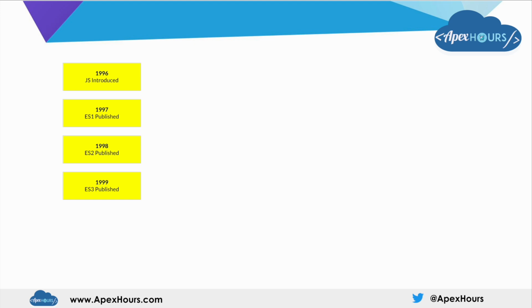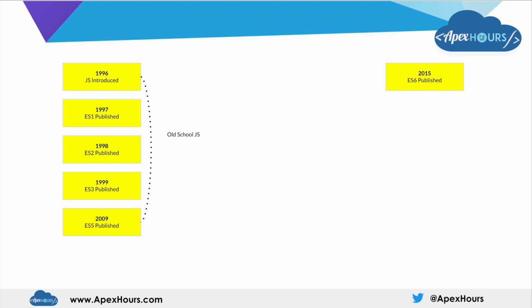In 1999, ES3 was published, and then after 10 years, in 2009, ES5 was published. If you notice here, ES4 is missing, right? ES4 was planned to be published, but for some reason it never got published. Whatever you see here from 1996 to 2009, we call old school JavaScript, or standard JavaScript, or old JavaScript, which is not modern, by the way.